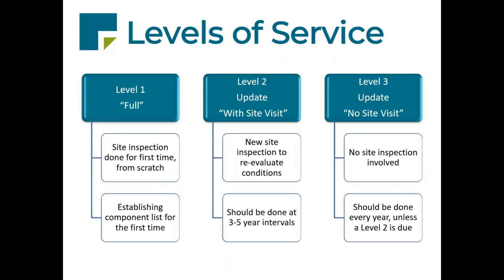Now, after a full study has been done, there are two types of updates that can be done after that. The first type is called an update with a site visit, or a level 2 study. In that case, there is a new site inspection that's taking place, but it will be based off of the existing component list. The idea being just to identify any significant changes in life expectancies or costs based on the current conditions at the property.